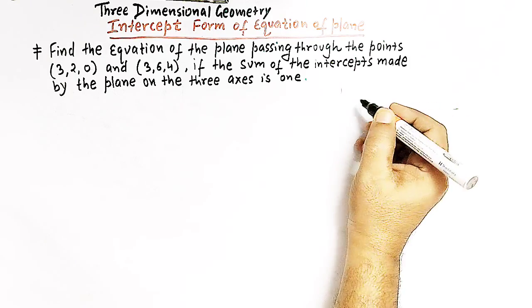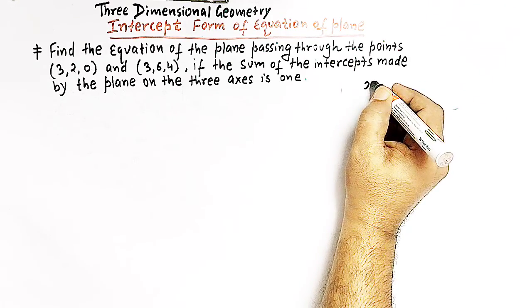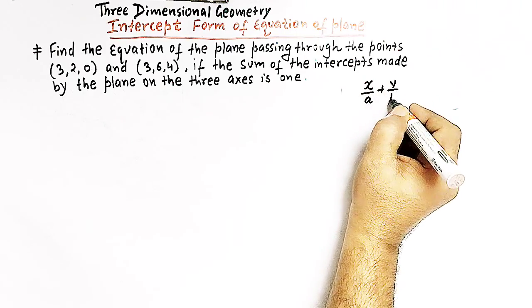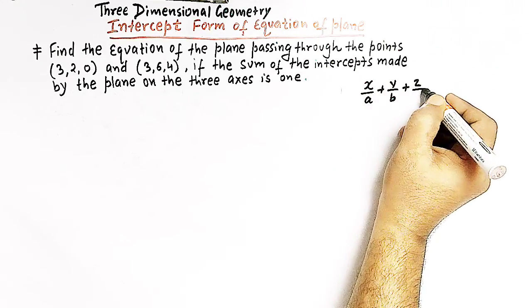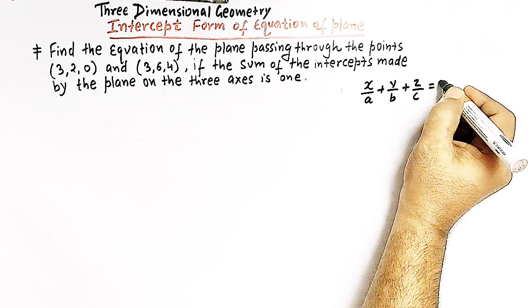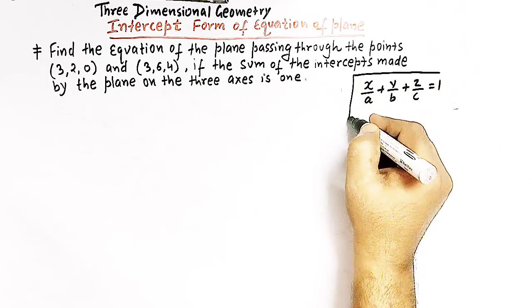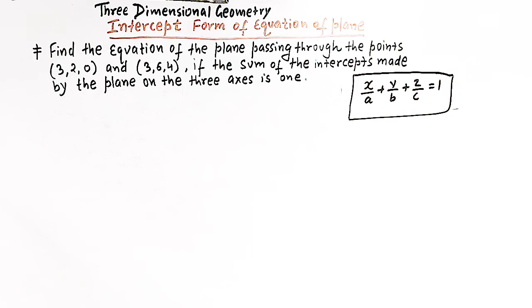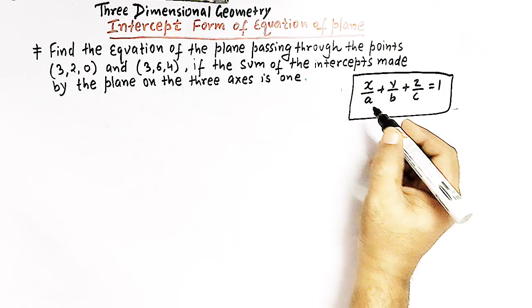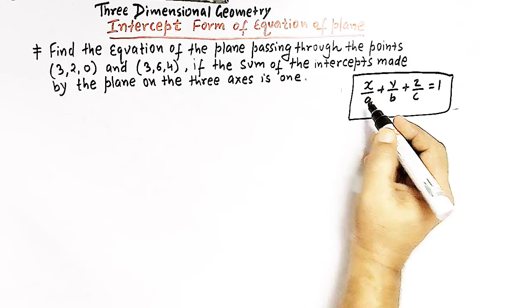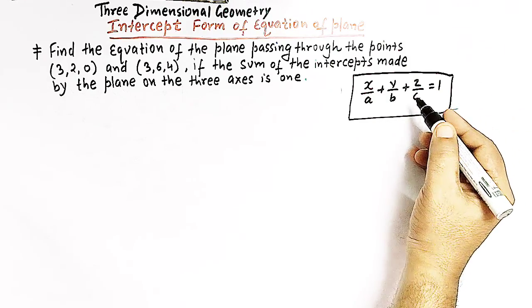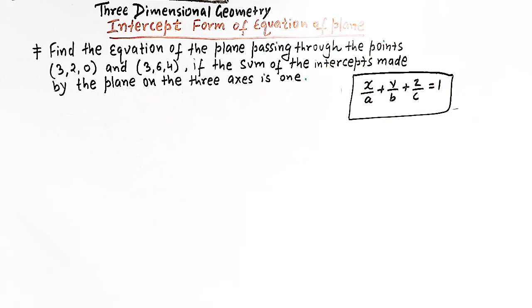So here we'll make use of this equation, that is x over a plus y over b plus z over c is equal to 1. This equation is known as the intercept form of the equation of a plane, where the plane makes the intercept a on the x-axis, b on the y-axis, and c on the z-axis.